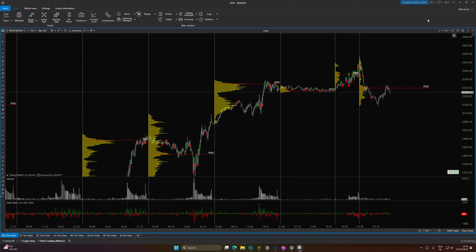I'm gonna mark up my charts for you and explain exactly what I'm looking at. Let's just start with the first chart, which is the Nasdaq. I've removed the key levels so we can start fresh on the chart.